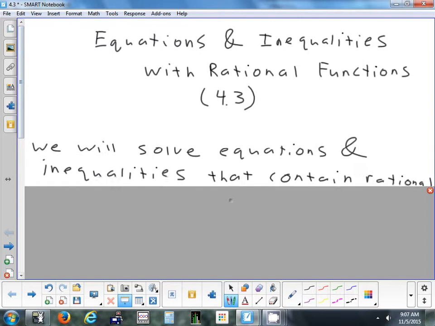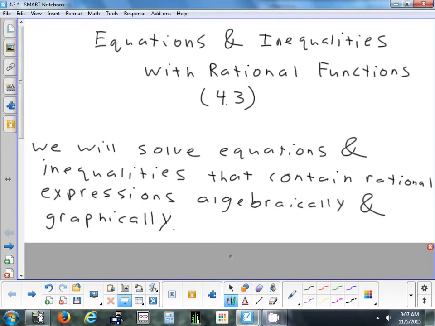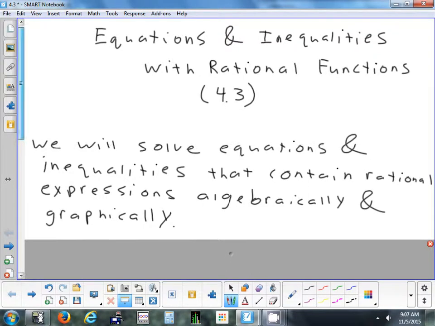All right. That's just what we're going to do today. We're going to solve equations and inequalities that have rational expressions, both algebraically and graphically.